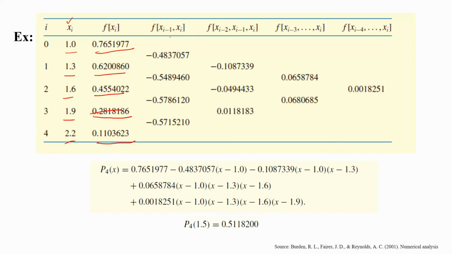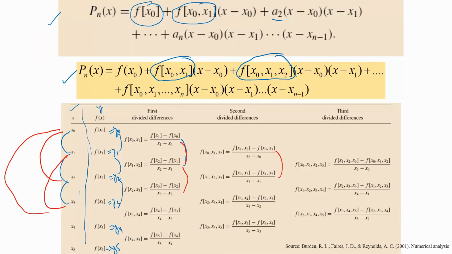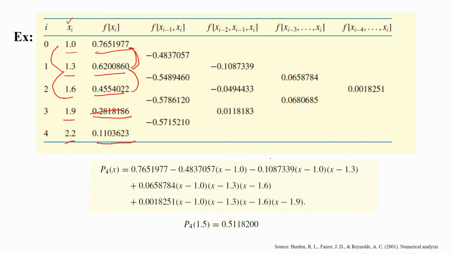So first of all, we create the divided difference table. This minus this divided by this minus this, you will get this. Again, this minus this divided by this minus this, you will get this, and so on. You know how to find the divided difference table. And finally, you will put this in your equation number this. So if you found this, you will get a polynomial like this.